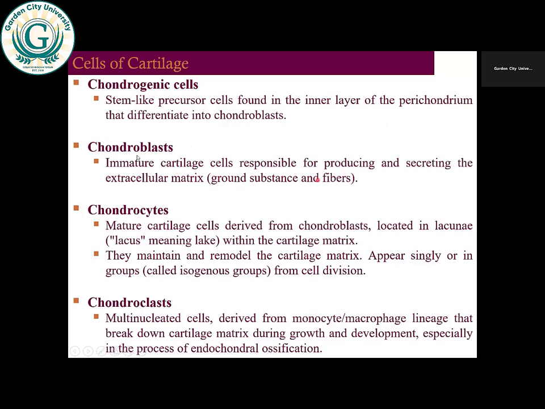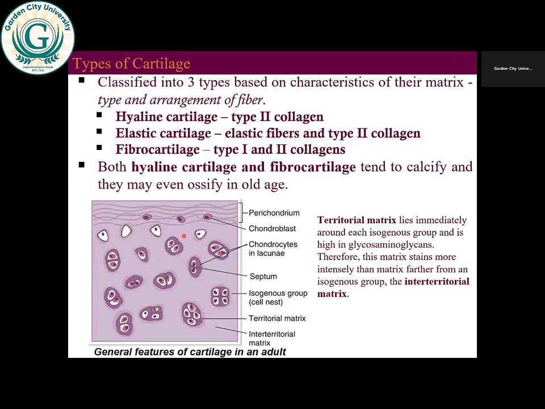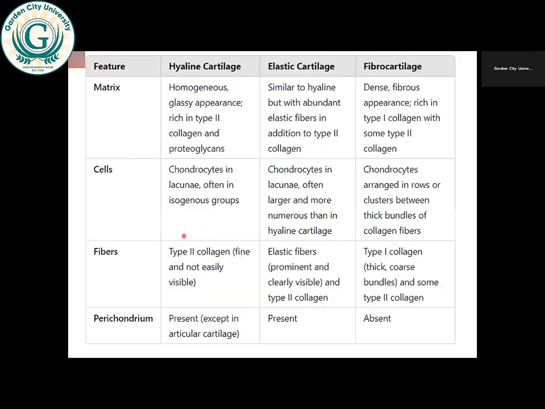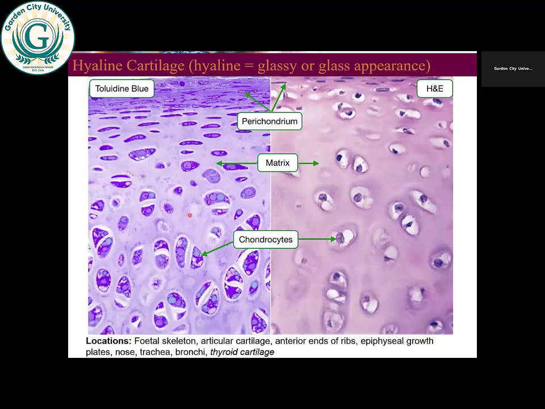What are the chondrocytes? When chondroblasts mature, they become chondrocytes. At what point are we saying that they are mature? When they become surrounded by their own matrix. When they become surrounded by their matrix, you see them in some tiny space. That tiny space is what we call lacuna. For example, look at here. This is a cartilage cell. So at this point, we can say it's a chondroblast.